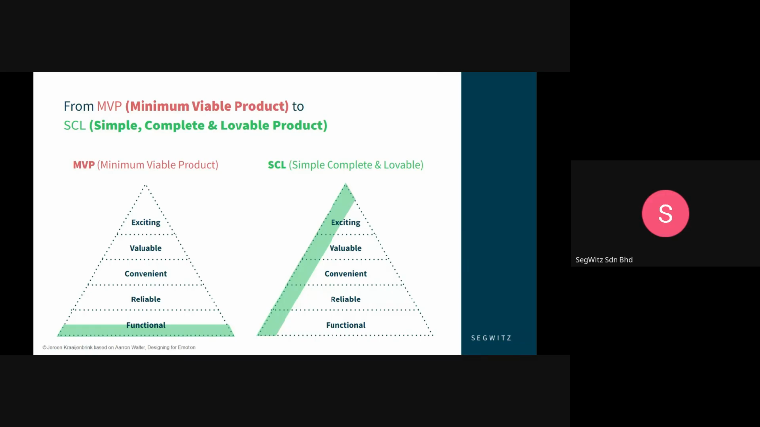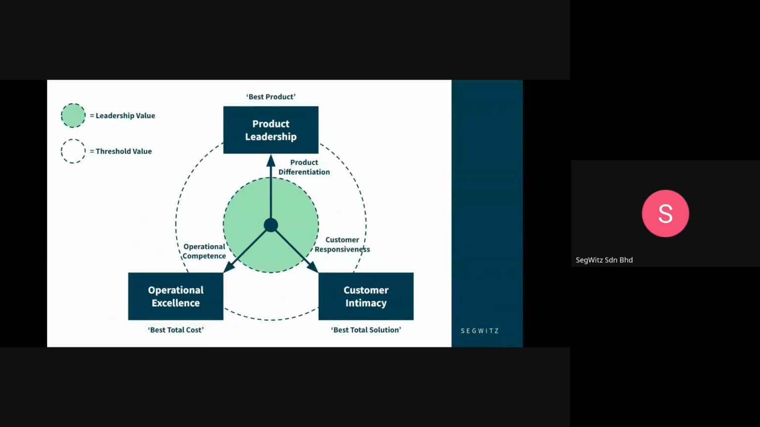Okay, let's go. So, I want us to follow these two formulas for product development in SegWitz. First is SCL: simple, complete, and lovable. And second is these three points: product leadership, operational excellence, and customer intimacy.